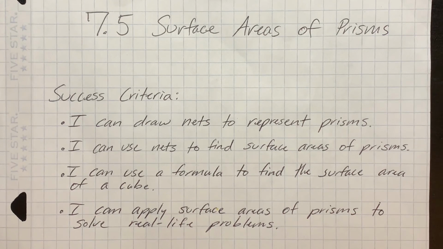And then, of course, use the knowledge you have about finding surface areas of prisms, and you could use that to solve real life problems. For example, if you're painting a doghouse, or if you're painting a house, or building something. Okay, so you can find a surface area of many things.